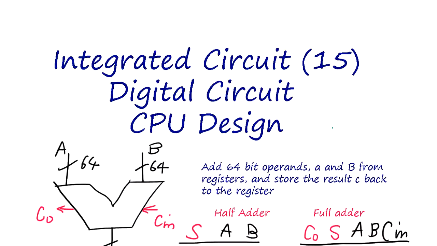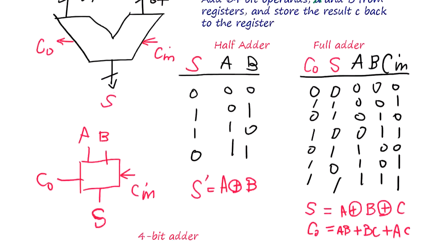Integrated Circuit 15: Digital Circuit, CPU Design. Now the CPU design. The most basic operation of a CPU is to add or subtract numbers, and you can have 32-bit or 64-bit operands. A and B are two numbers coming from the register, and this register value is either added or subtracted and goes back to the register as the answer. So this is a very basic CPU function.